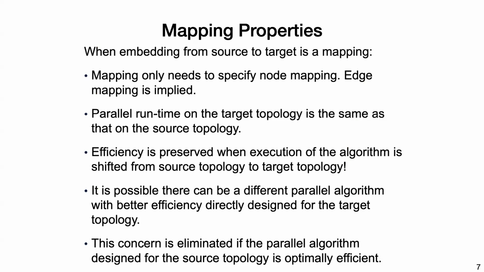However, it's possible that there could be better efficiency on a target. We'll see some examples, but if you designed an algorithm specifically for a target topology, there could be better efficiency on the target topology. We'll see some examples of that later. So the efficiency is the same in the source and the destination, but if you design specifically for the destination, you may be able to come up with a better algorithm. And if it's designed for the source and it's optimally efficient, then it would be efficient on the destination.